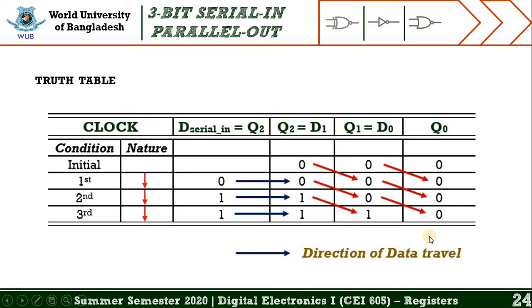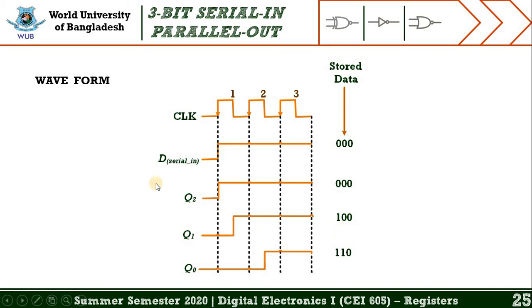Now we need to move to the next slide to explore the waveform of 3-bit serial in parallel out. So this slide represents the waveform of 3-bit serial in parallel out, and this figure is also similar to the previous one. If you look at the clock signal, you may find there are 3 negative clock edges, which are the falling edges or down arrows, numbered as 1, 2, 3.